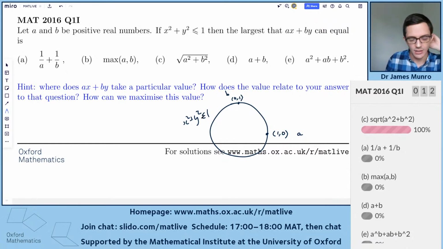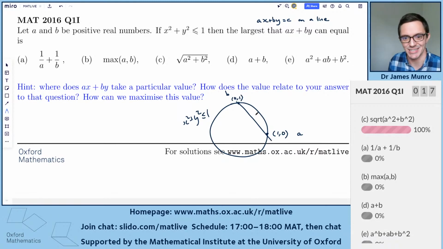It's a good idea. Choosing one of those two gives me a bigger value. The question is, can I make it bigger than that? Can I get larger? Suggestion in chat that ax plus by is constant. It takes the value c for some constant on a line. So maybe if a and b are both 1, then that would be something like this line. If a and b are both 1, then it takes the value 1 at both of these points.